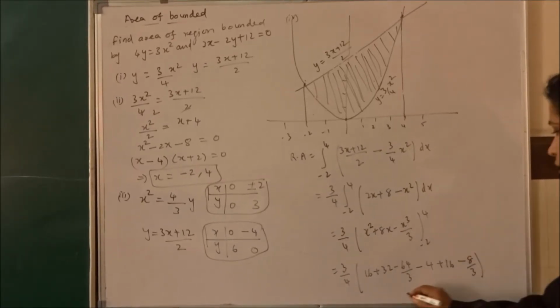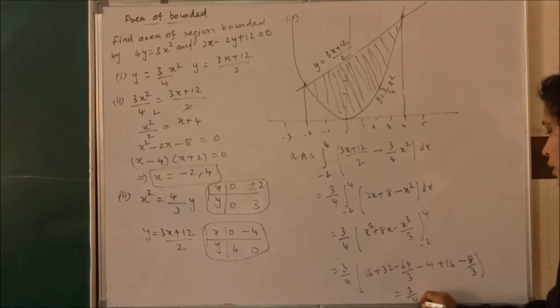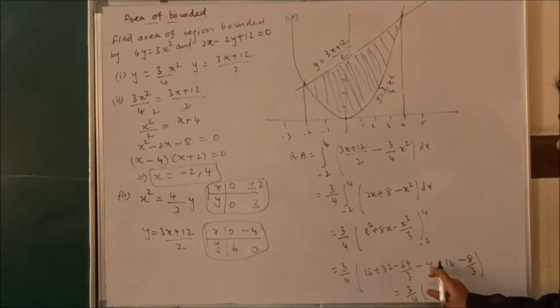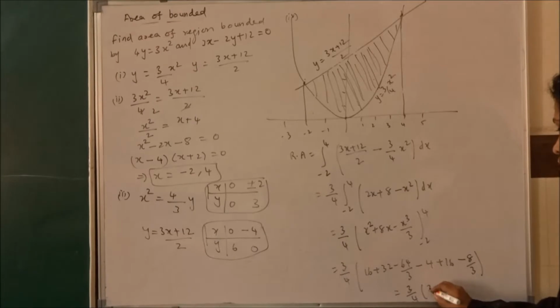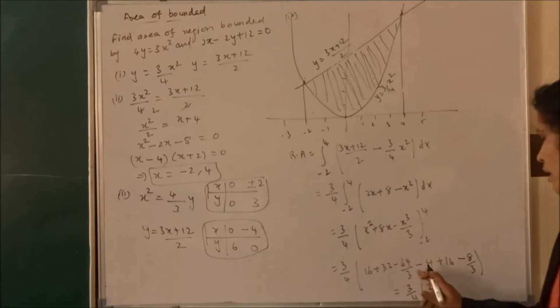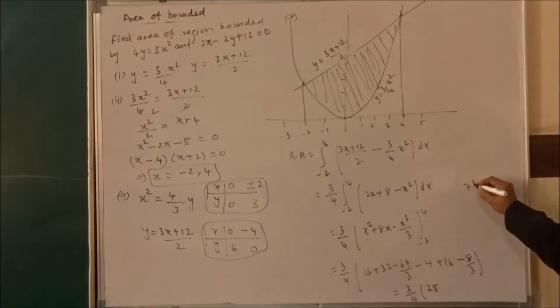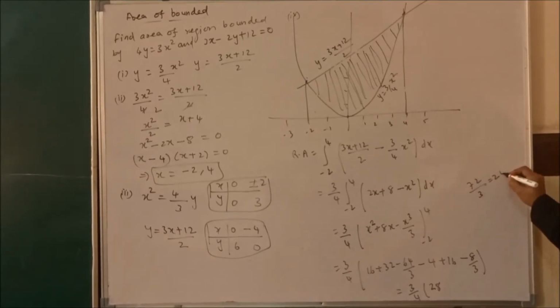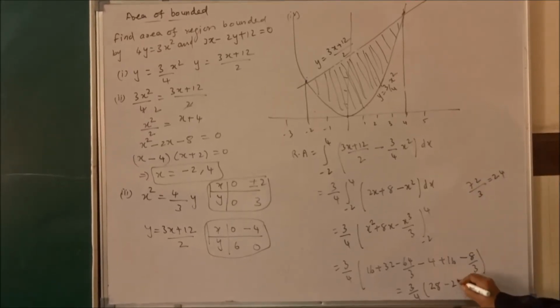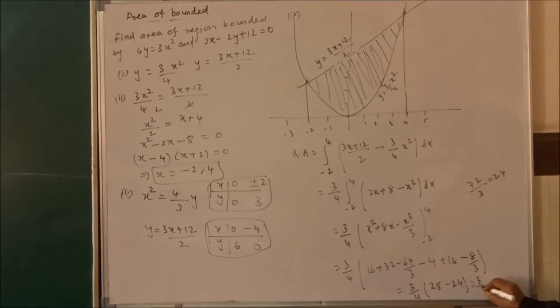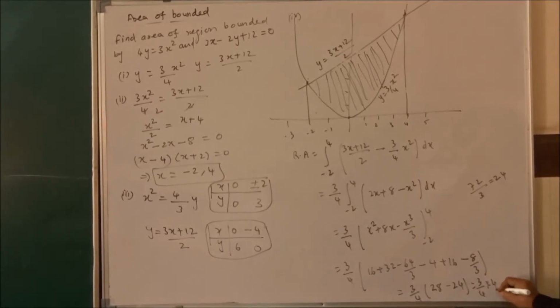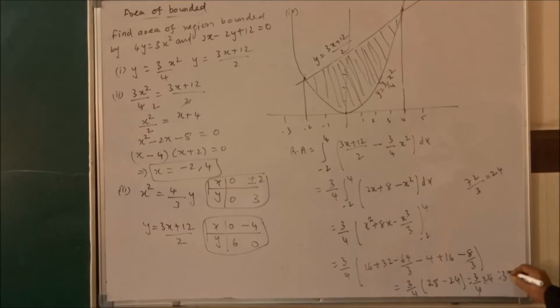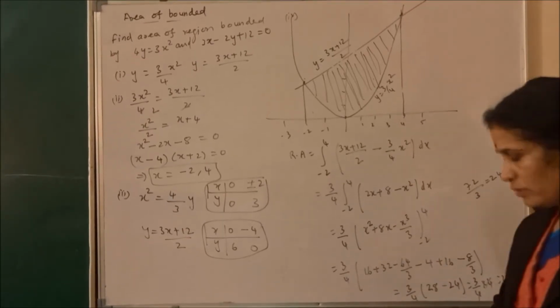Now what we are getting, that is equal to 3 by 4 into 16, 32, 32, 28. So this becomes 28, and 28 is 72 by 3. So that is 24, and then minus 24. So that is equal to 3 by 4 into 4, that is equal to 3 square units. Once again, calculation we have to check once again.